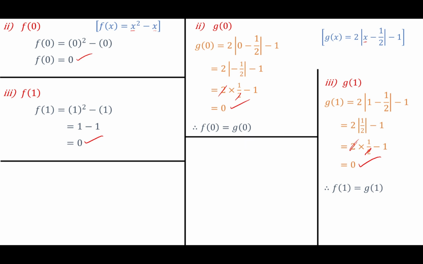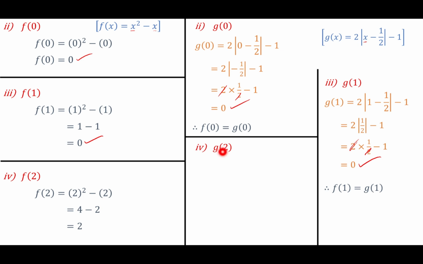Now, the fourth part, f of 2. In place of x, I will write 2. It will be 2 square minus 2. I'm going to plug in 2 in this function. 2 power 2 is 4, minus 2, it is 2. So f of 2 is 2.